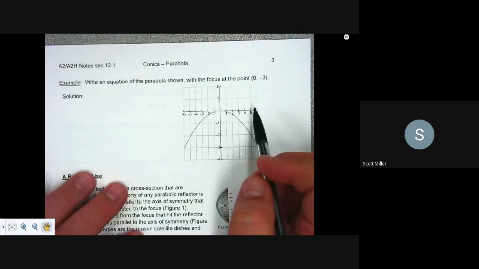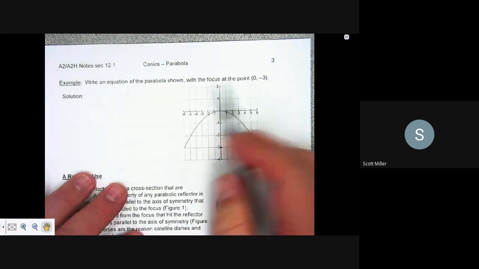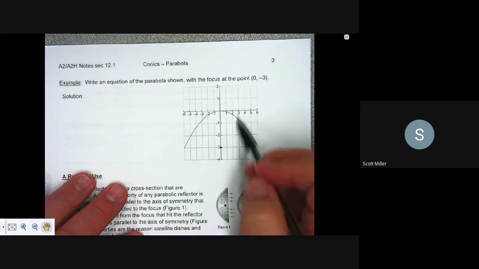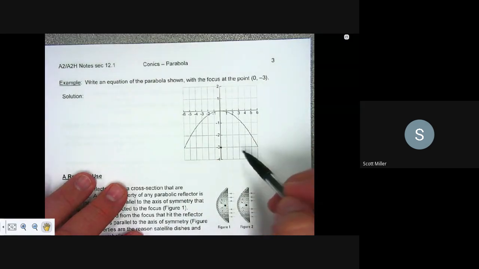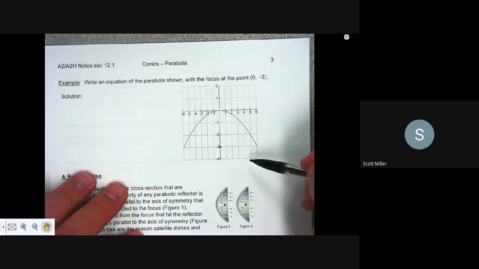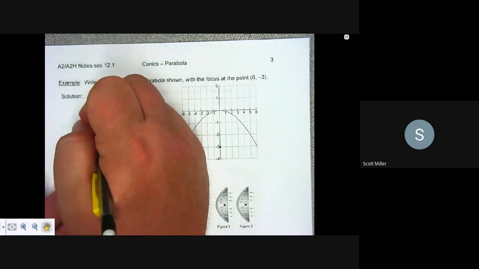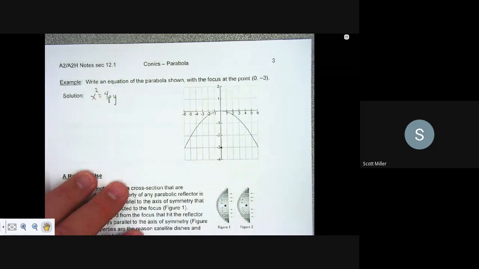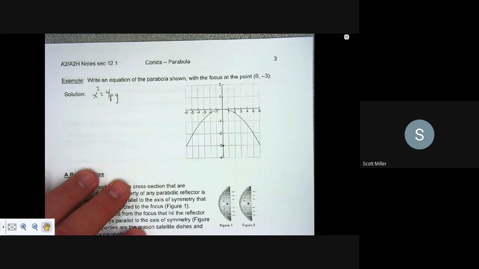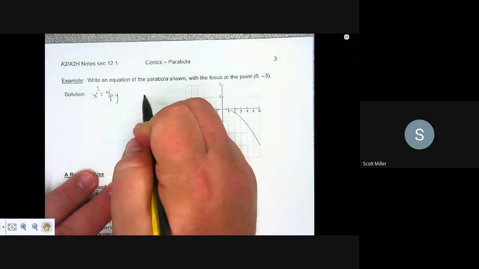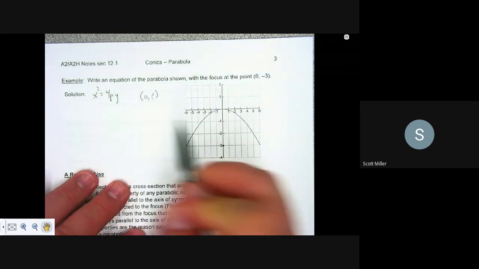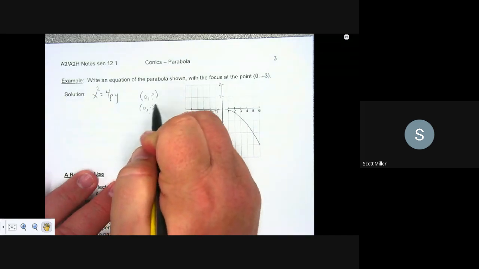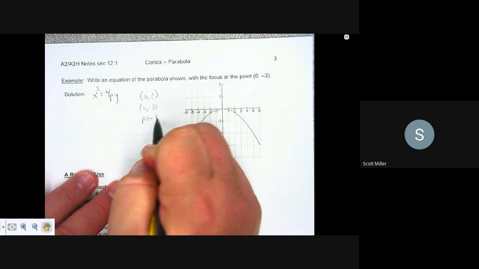Here, we want to write the equation of the parabola that we see here with the focus at (0, -3). Here is the parabola. You see it opens downward. Since it opens downward, it has to be part of this equation model, x squared equals 4py. Because of that, we know the focus is going to be at (0, p), which means if the focus is at -3, we know that p is -3.